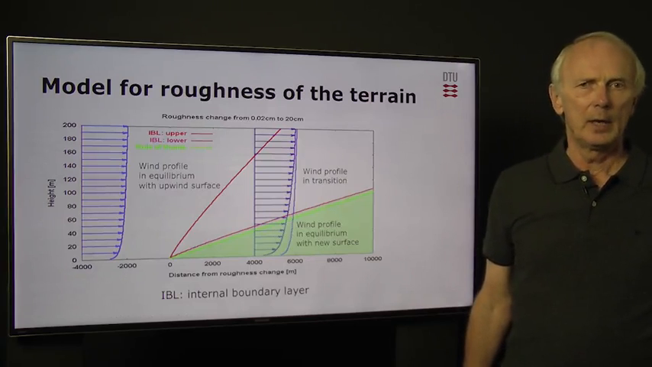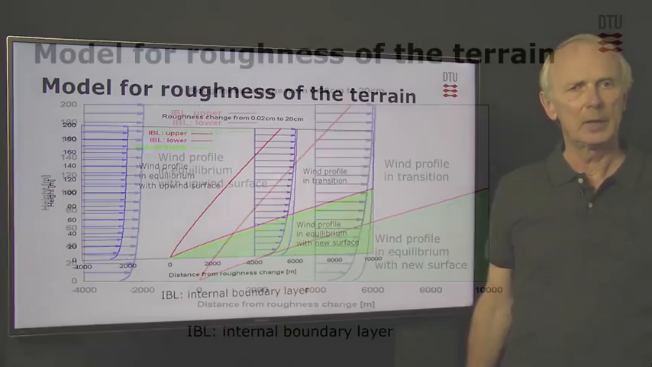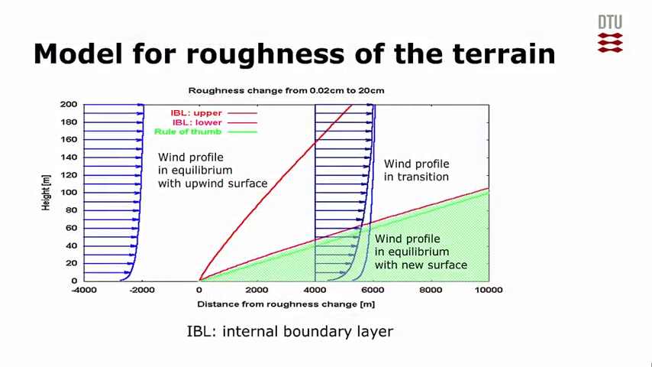So another point is that you have changes of roughness. These changes of roughness mean that, for example, the wind goes from the sea over the land. When it goes from over the sea to the land, it changes the turbulence, and it also changes the wind speed.